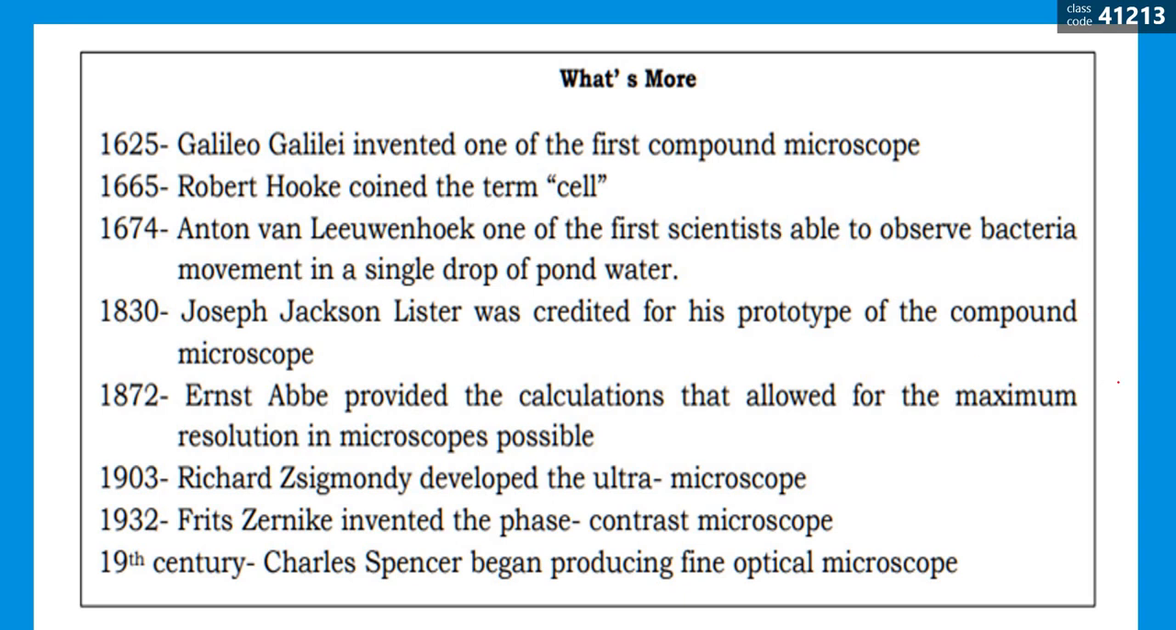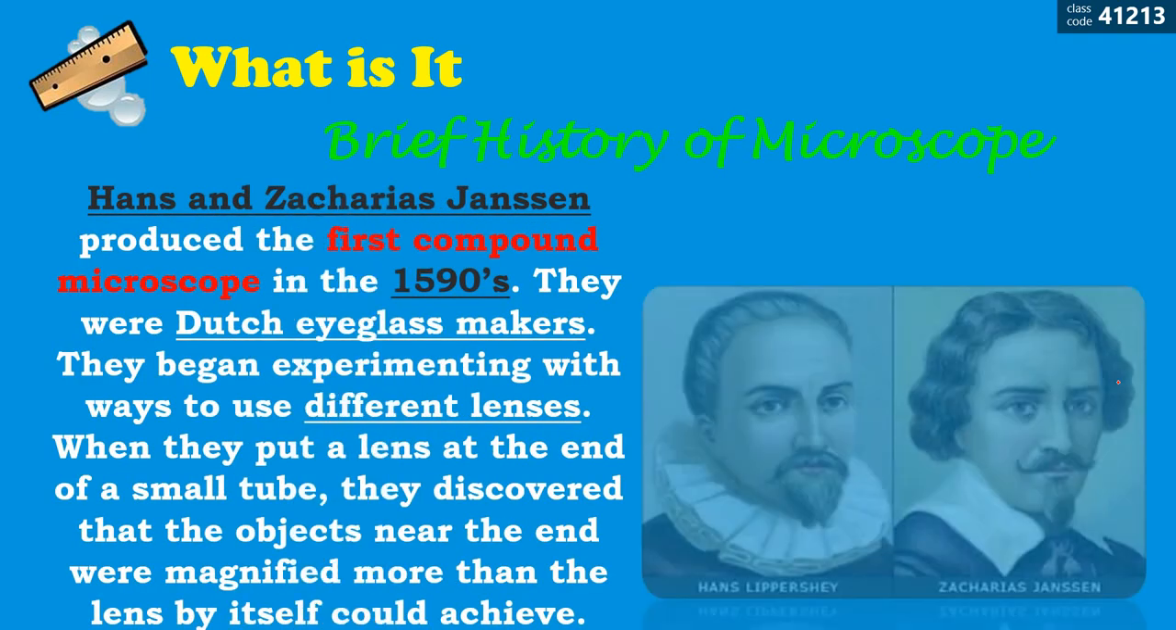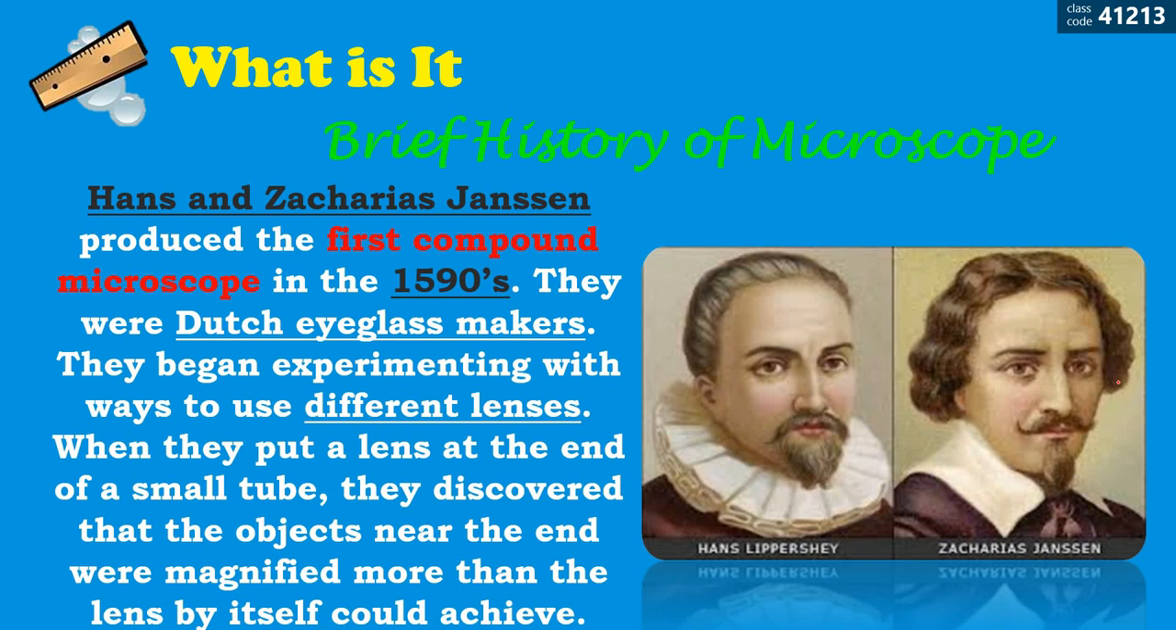So that is the little history or the timeline. So what is it? This is all about the brief history of the microscope. Hans and Zacharias Janssen produced the first compound microscope in the 1590s. They were Dutch eyeglasses makers. They began experimenting with ways to use different lenses. When they put a lens at the end of a small tube, they discovered that the objects near the end were magnified more than a lens by itself could achieve. So that was Hans and Zacharias Janssen in the 1590s.